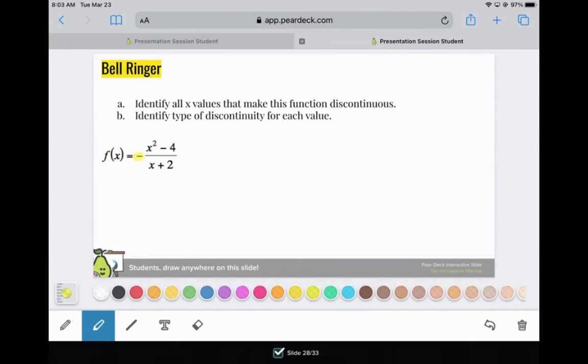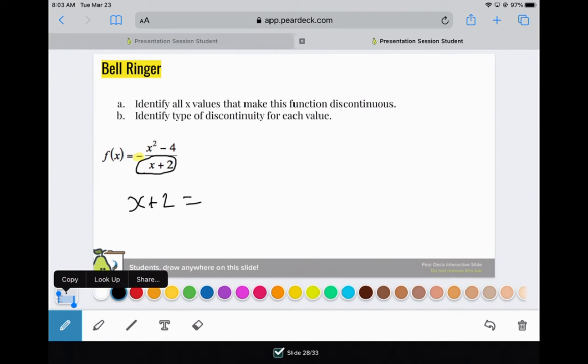So let's get started. I'll go over a couple of things. For those who chose to set the denominator equal to 0, that is correct. We're going to take the denominator, which is x plus 2 equal to 0. If you're going to find the x values that make the function discontinuous, we always look at the denominator, not the numerator.